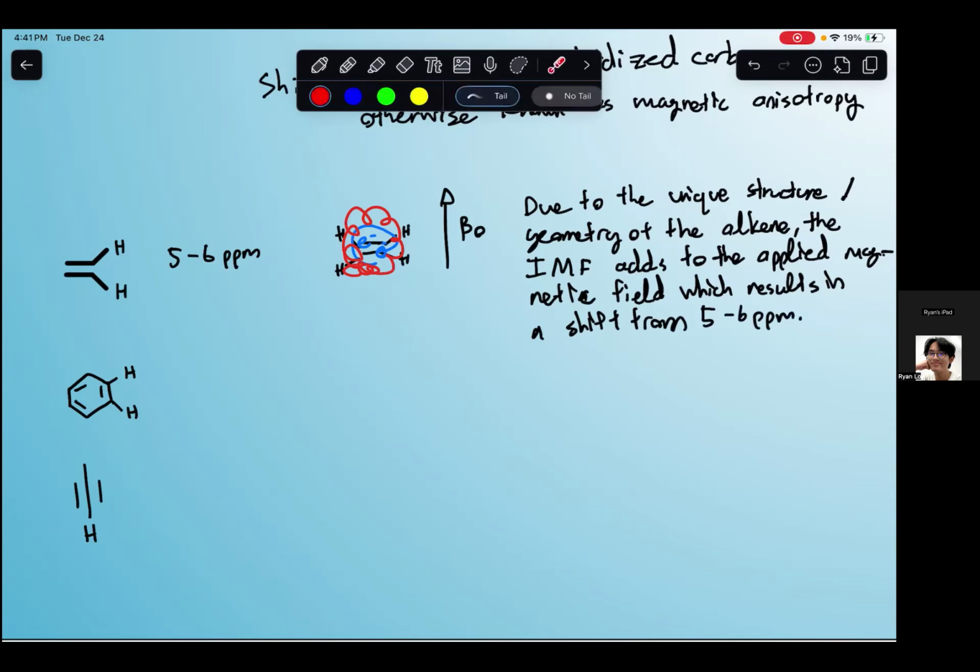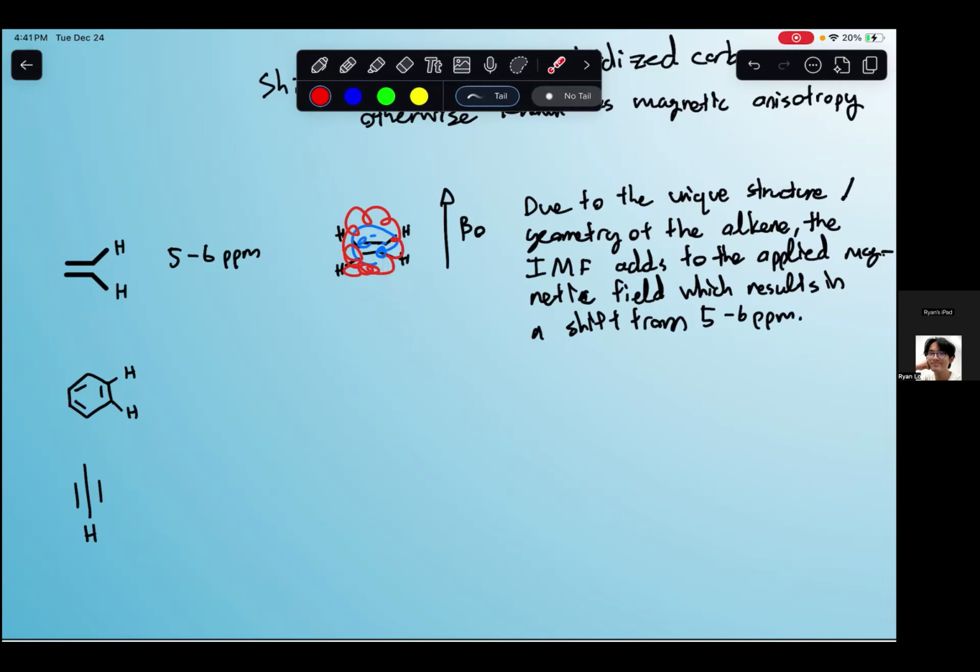That's the bare bones layman's explanation of it. You have your electrons in an alkene, and they spin around in a circle. But due to the unique geometry and the structure of a double bond, the induced magnetic field will add to the applied magnetic field and result in the hydrogens being shifted to around 5 to 6 ppm.